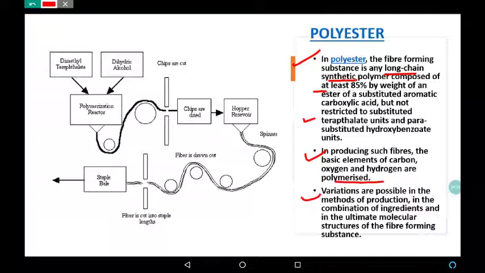Variations are possible in the methods of production, in the combination of ingredients, and in the ultimate molecular structure of the fiber forming substances. Here you can take a look at the manufacturing process of polyester.